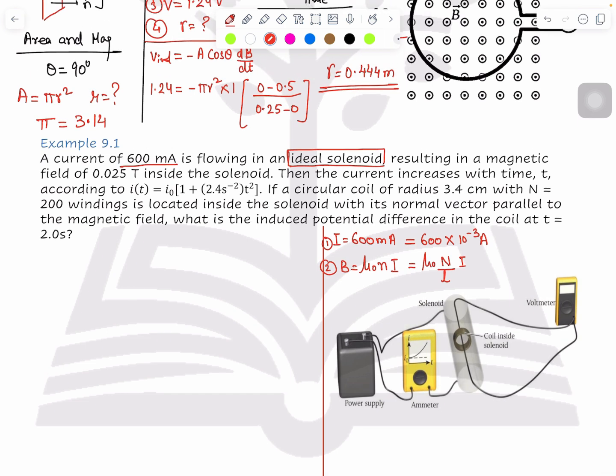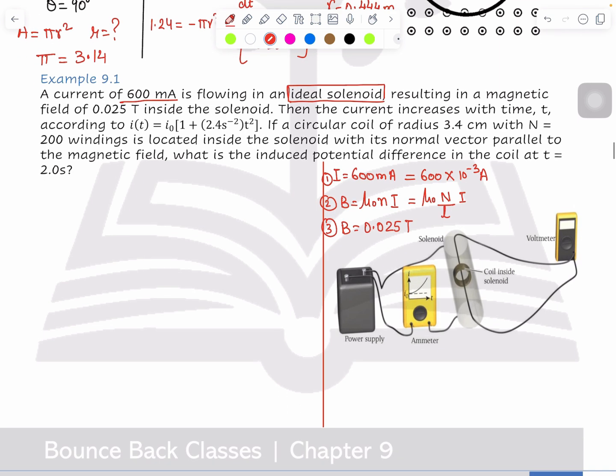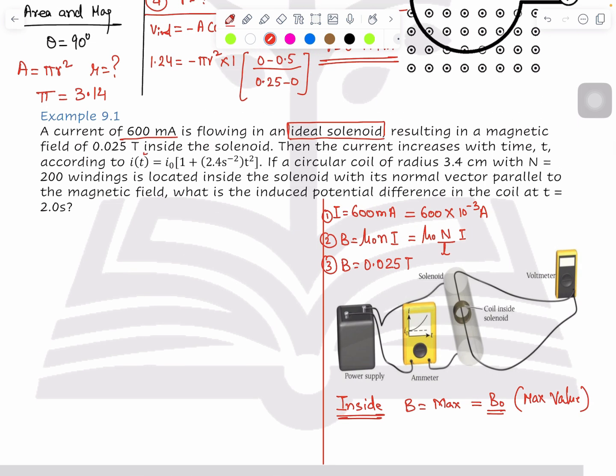Magnetic field is given, third, B is already given. What is the magnetic field? 0.025 Tesla. Inside the solenoid, it is always maximum. Remember this thing, inside the solenoid B is always maximum. So can I say it is equal to B naught? This is the maximum value.